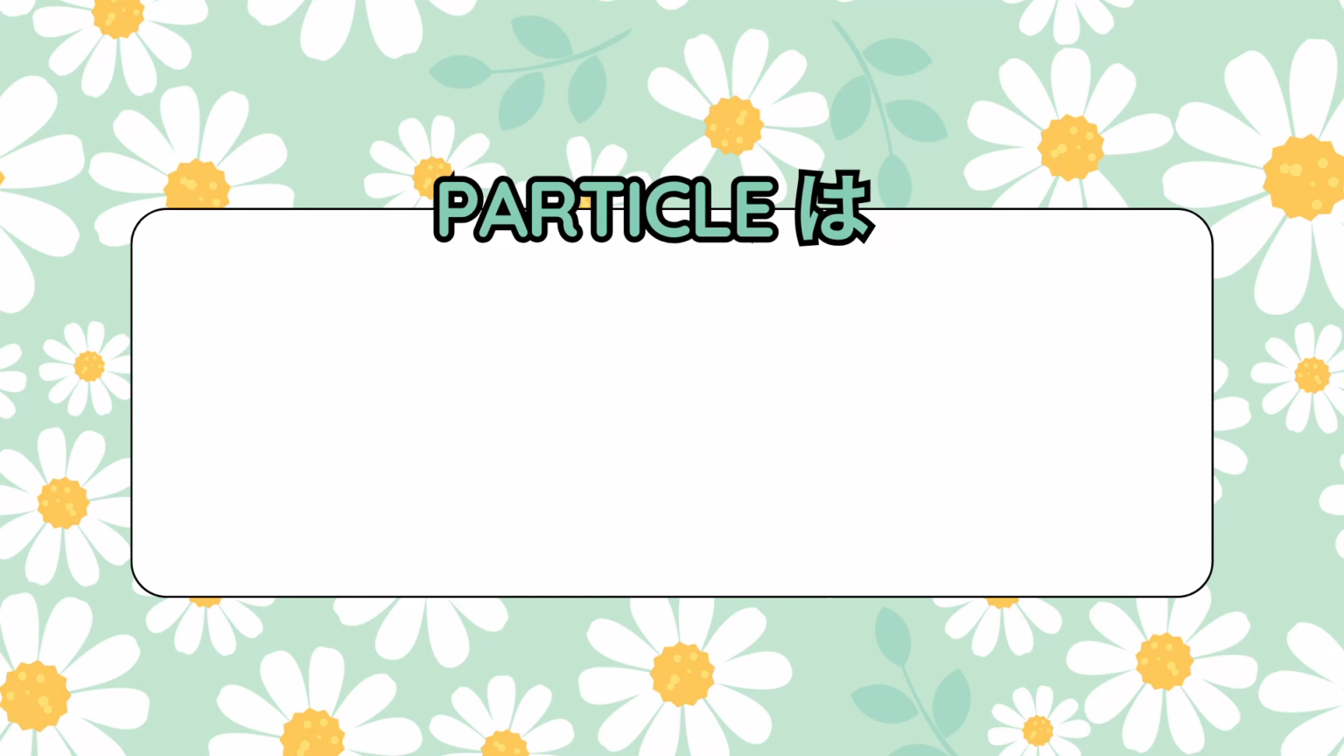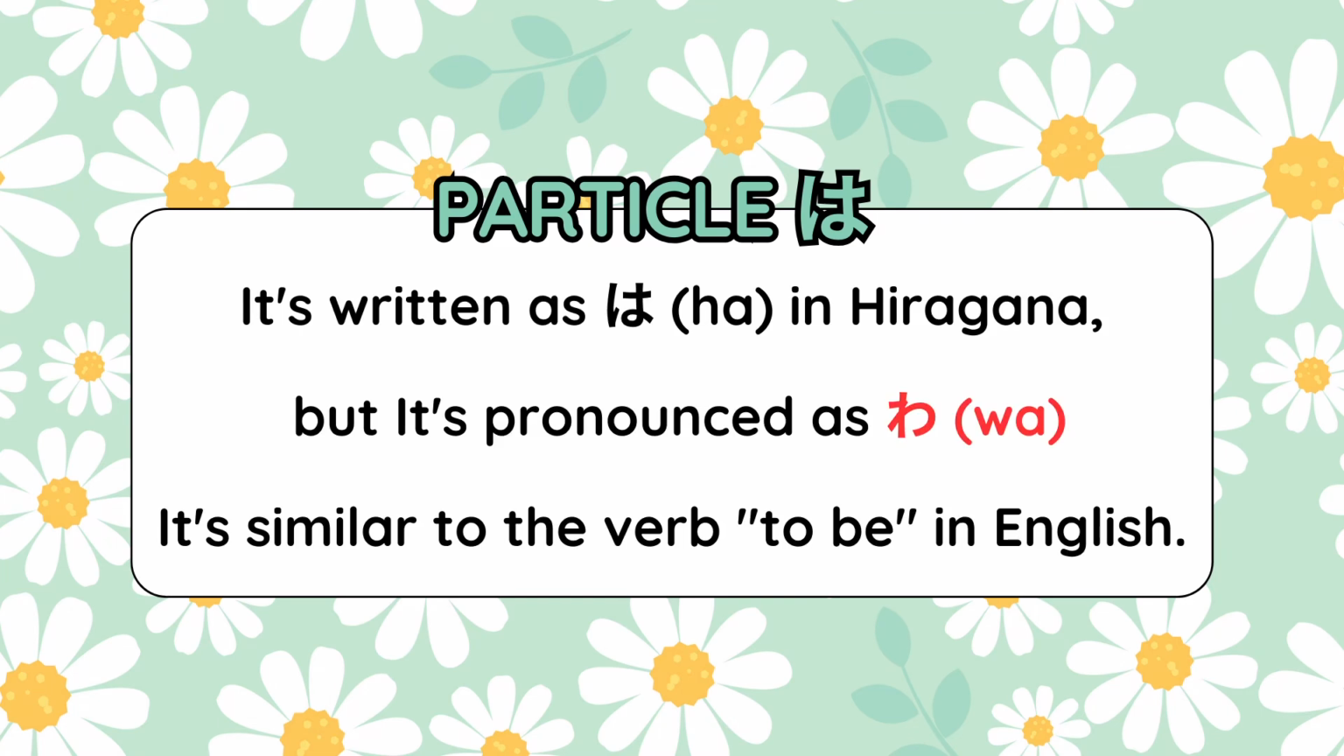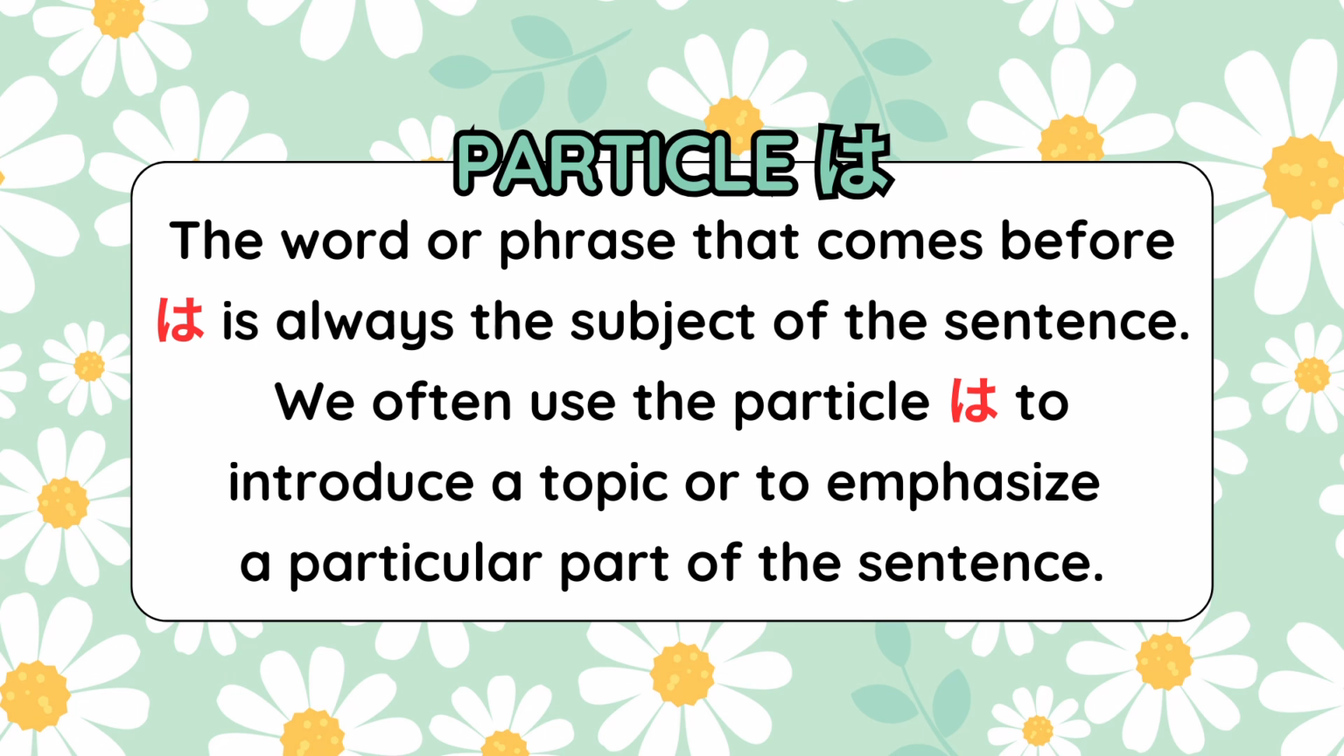Let's start with the particle wa. It's written as ha in hiragana, but it's pronounced as wa. It's similar to the verb to be in English. So, the word or phrase that comes before wa is always the subject of the sentence. We often use the particle wa to introduce a topic or to emphasize a particular part of the sentence.